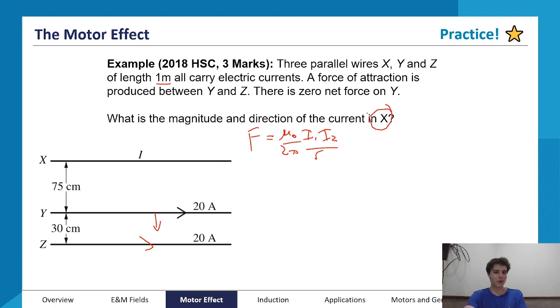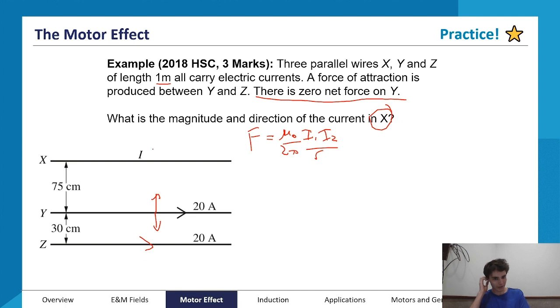However, intuitively, we can think about the fact that there's no net force acting on Y, which basically means that if there's some force that's pulling Y down towards Z, there must be an equal and opposite force pulling it back up towards X. Just to go over that again, we're told that there's zero net force on Y. Basically, Y is chilling by itself. There's nothing affecting it. But we know that there's a force that's pulling it down towards Z, which means that there needs to be an equal and opposite force pulling it back up towards X.